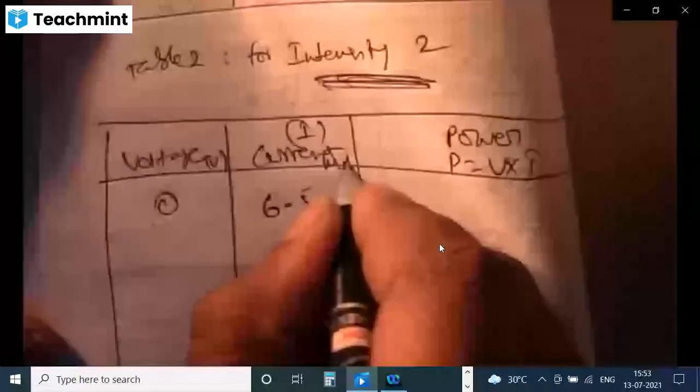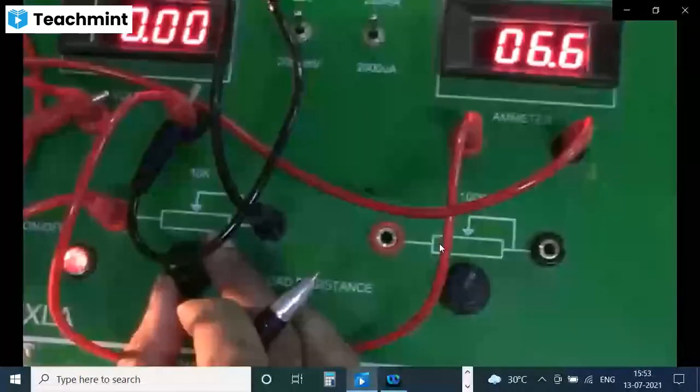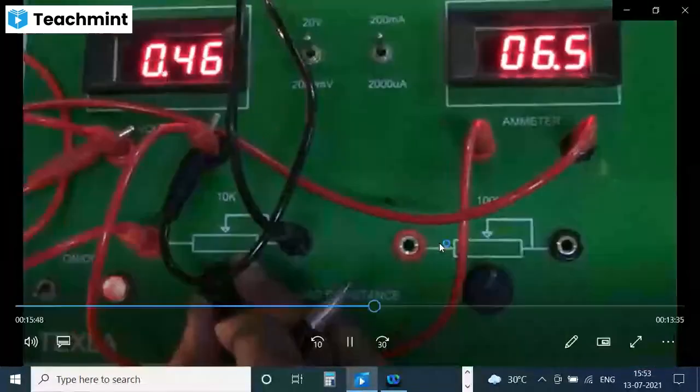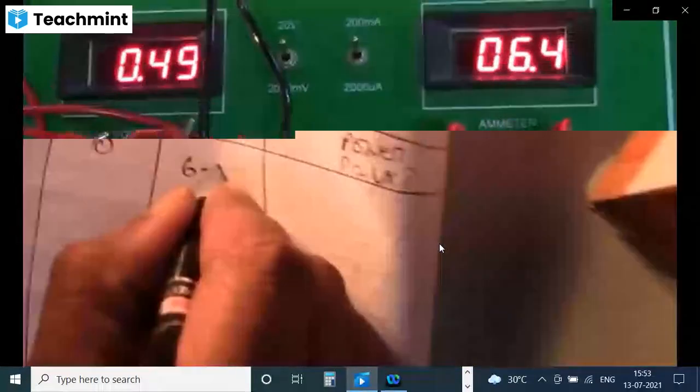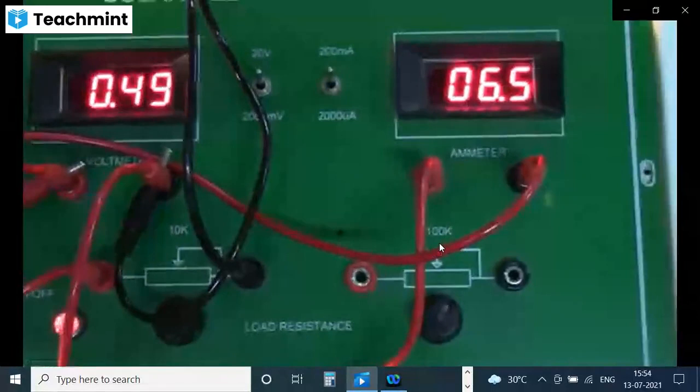Now 0, 0.5, 1, 1.5, 2, 2.5, 3. Okay. Now 0.5 volts. So how to get 0.5 volts? So increase the resistance. So I increase so that the voltage value I got is 0.5. At this particular situation, the current is 6.5 milliamperes. So at 0.5 volts, the current is 6.5 milliamperes. It is constant, you see.